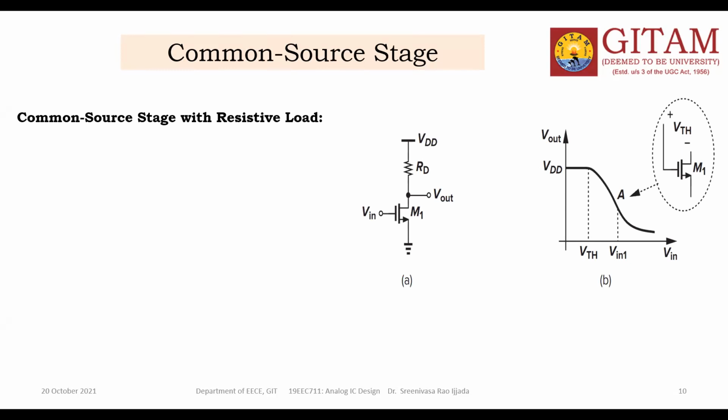When the input is low, this M1 device will be off, and total VDD will appear at the output node, so that you will get it like this. Once your input voltage reaches the threshold voltage of this device, it starts conduction and immediately goes to saturation. So what happened? The current from the supply VDD will pull down, then the drop across the RD is established. Therefore, the output voltage will reduce quickly.